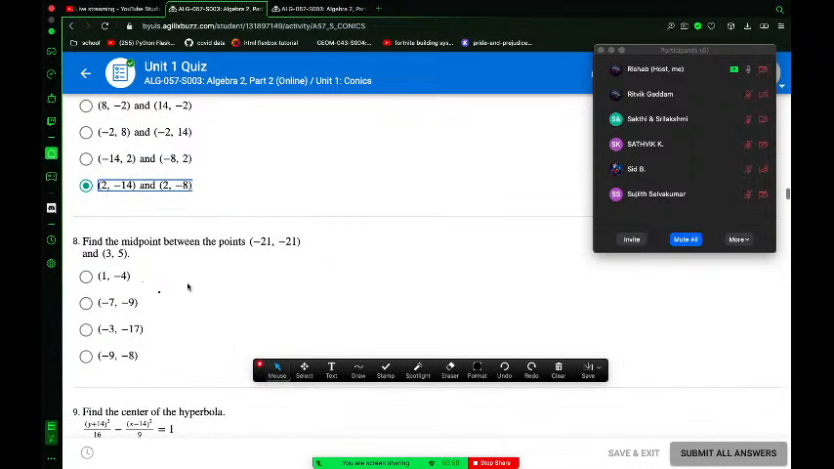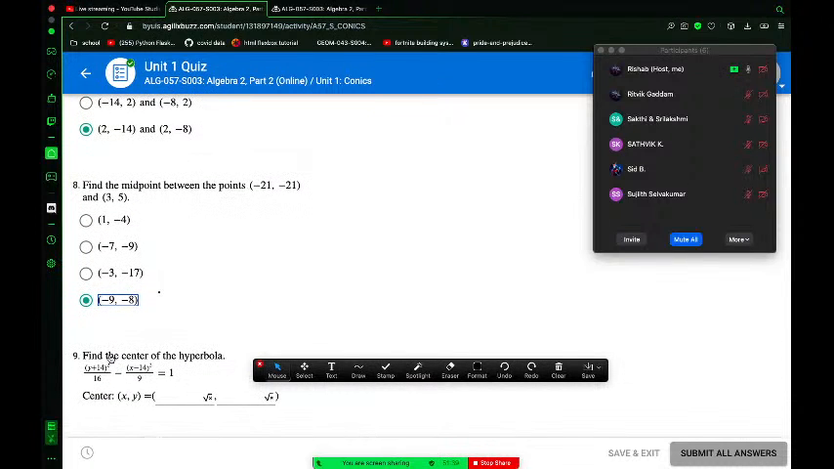So now we can find the midpoint between the points negative 21 and 3, and 5. What we need to do is negative 21 plus 3. That gives us, I think, negative 18. Negative 18 divided by 2 is negative 9, and the only one like that is this one, so we know that the answer is this.